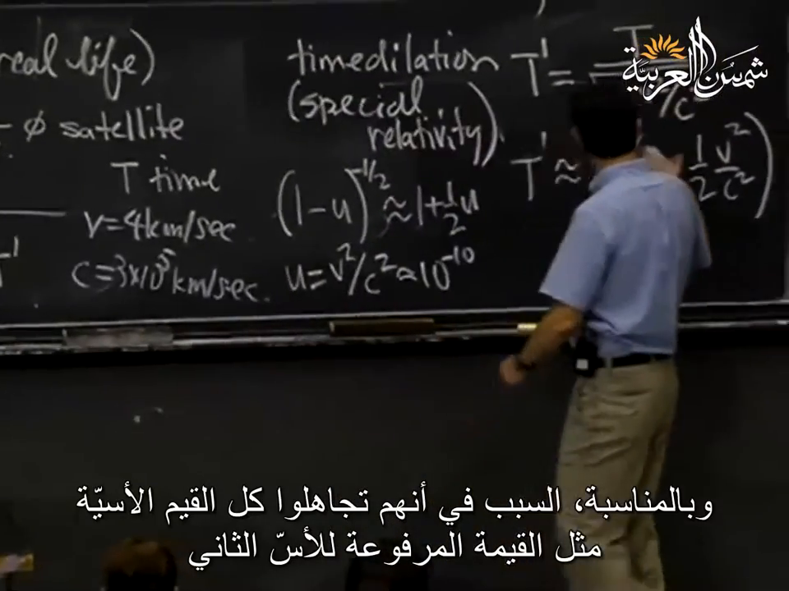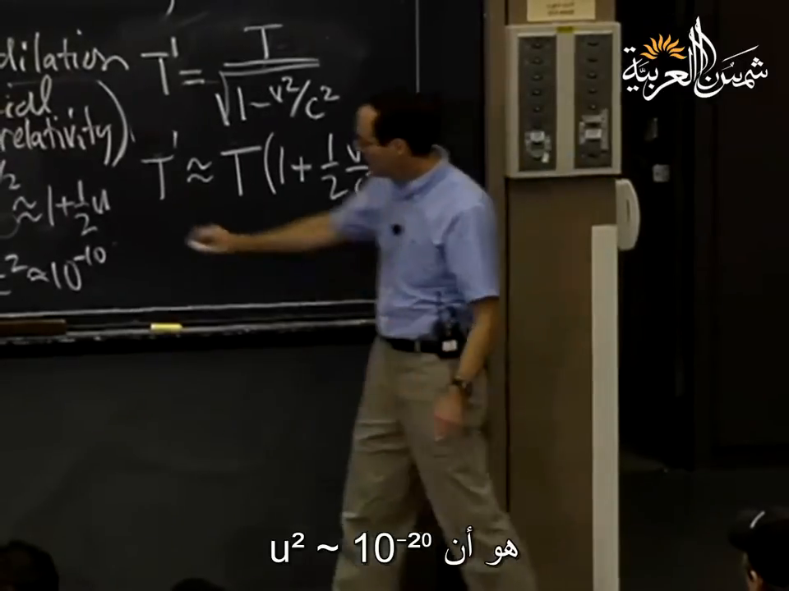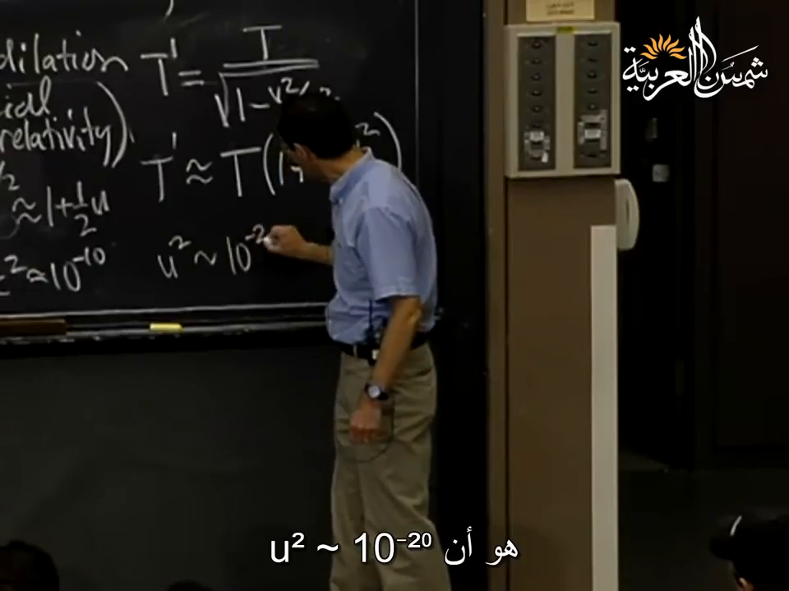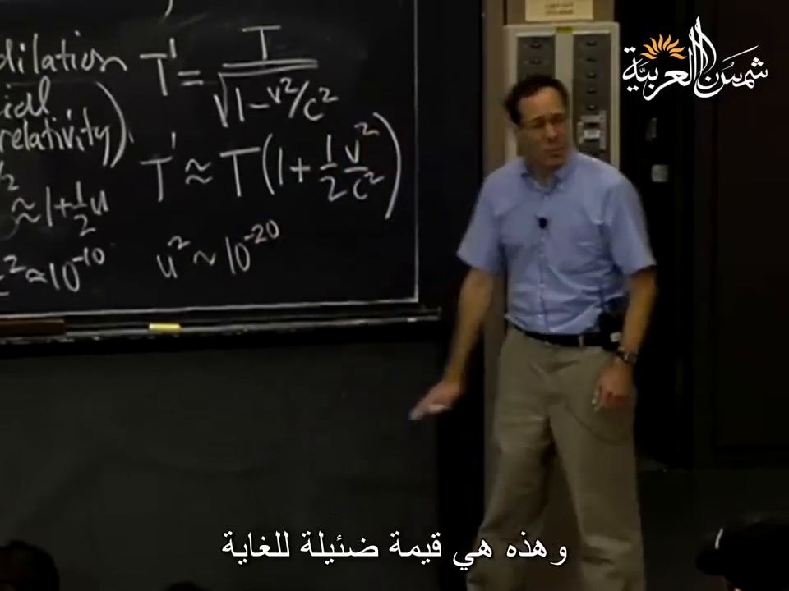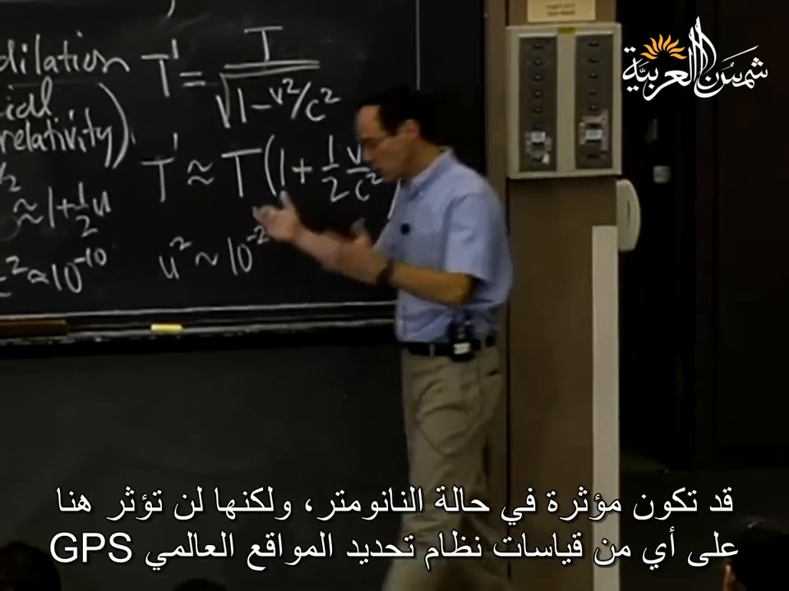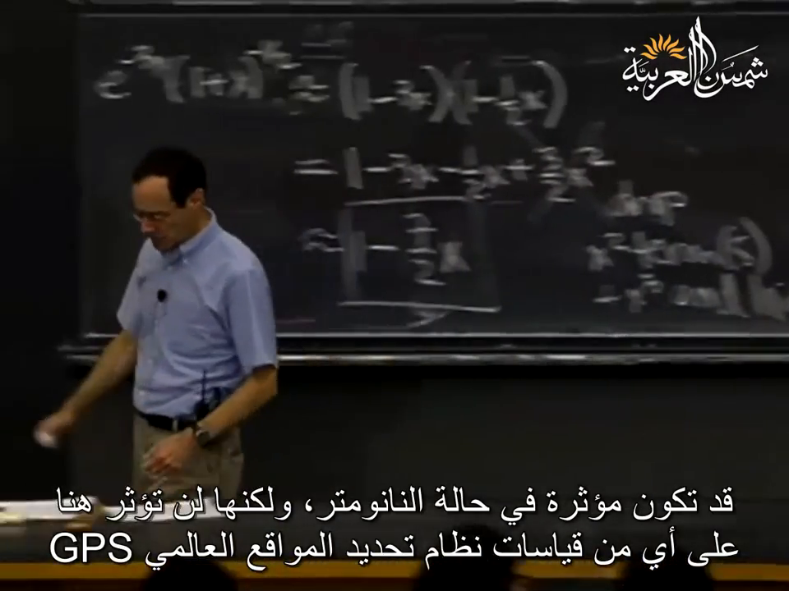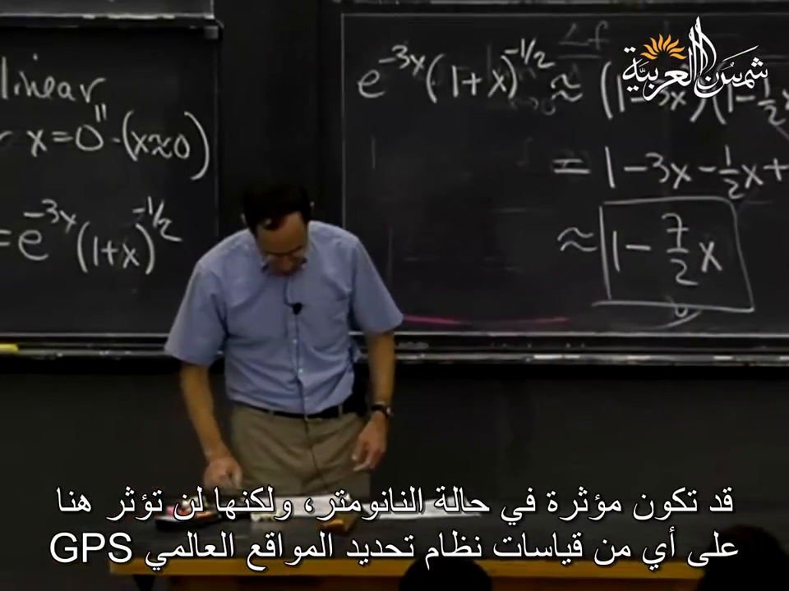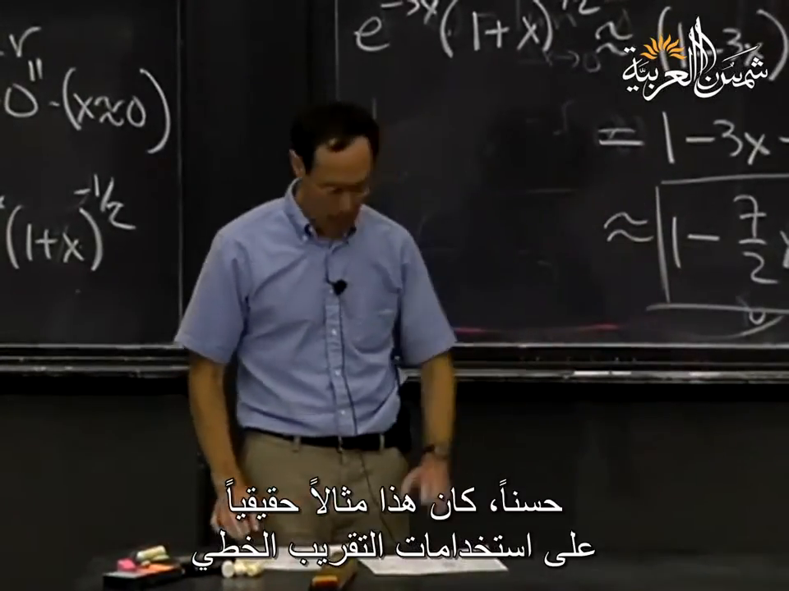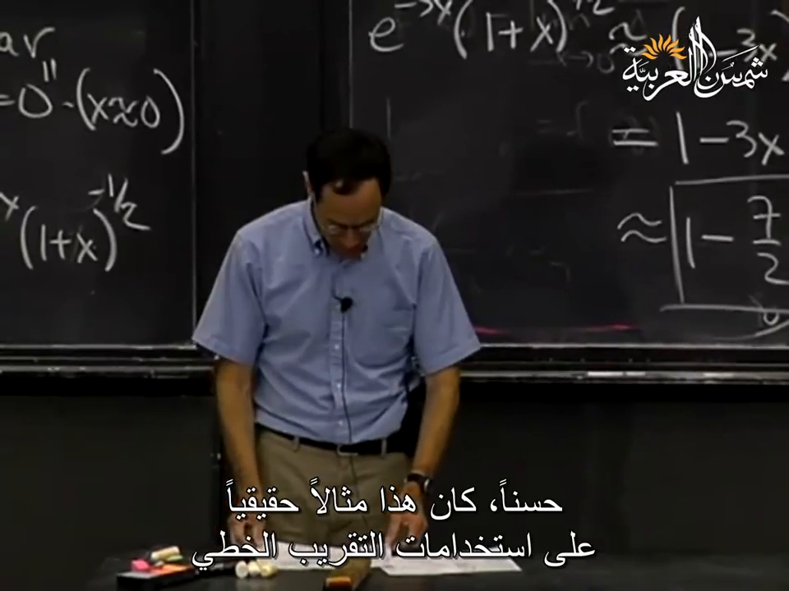Incidentally, the reason they ignored higher order terms, the quadratic terms, is that if you take u squared, that's of size 10 to the minus 20th. That really is totally negligible. That doesn't matter to any measurement at all. That's on the order of nanometers, and it's not important for any of the uses to which GPS is put. Okay, so that's a real example of a use of linear approximations.